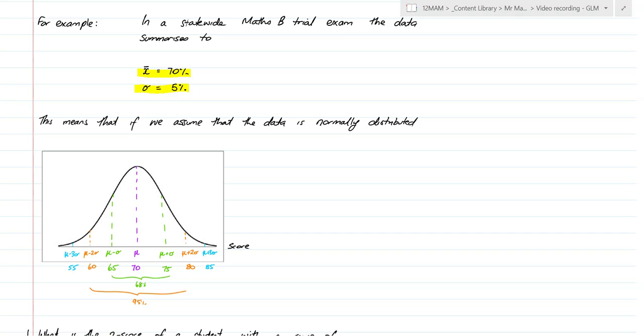We have a mean of 70, and then one standard deviation above and below is 65 to 75, and there's 68% of the data in there. And then 60 to 80 contains 95% of the data, so on and so forth.